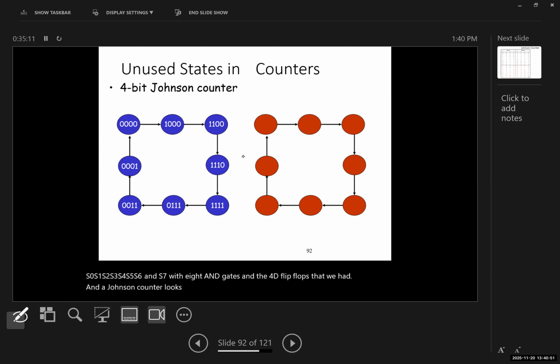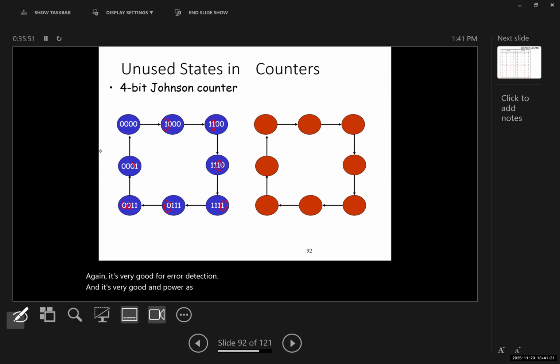We have used states and we have unused states. In a Johnson counter, only 1 bit changes at a time. So we go from 0, 0, 0, 0 to 1, 0, 0, 0. So only 1 bit changes, and then the second bit changes, then another bit. You can see that at each point, just 1 bit is changing. Again, it's very good for error detection, and it's very good in power as well.